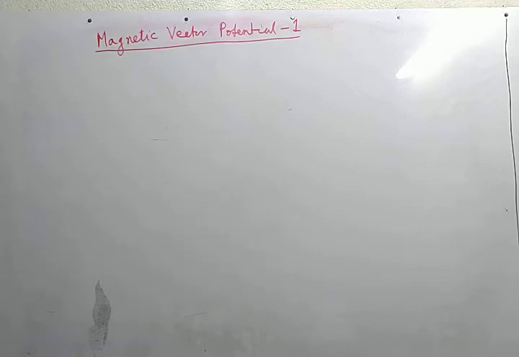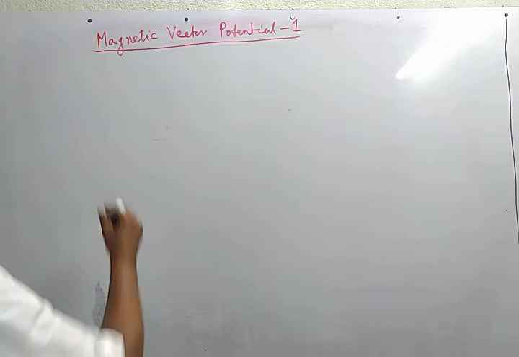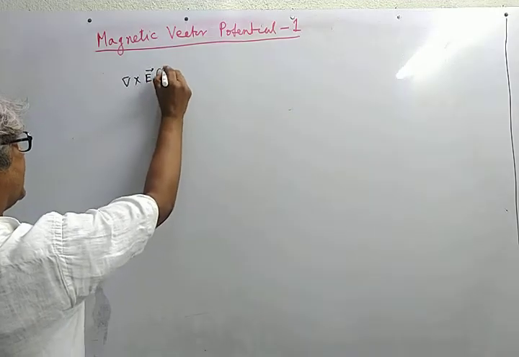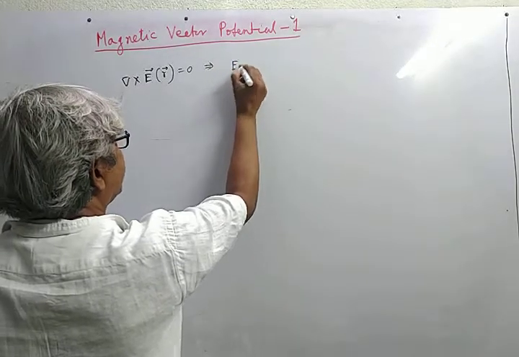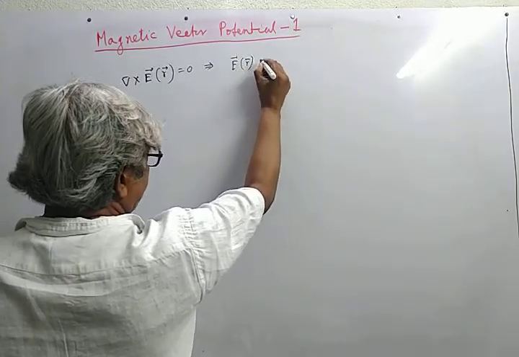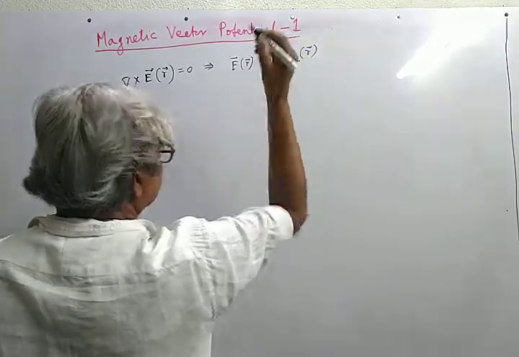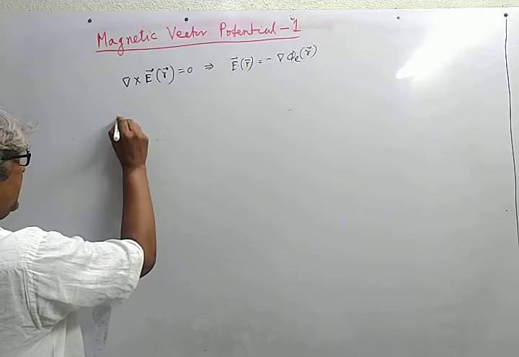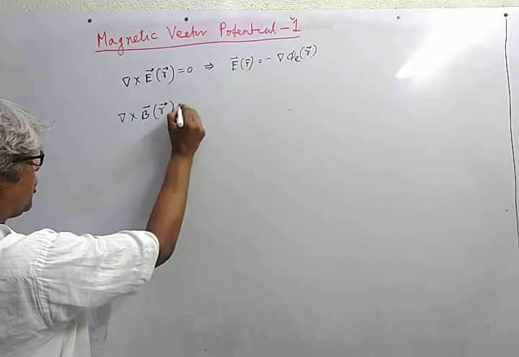In electrostatics and gravitation, we found that the force or the field, the electric field or the gravitational field, was central. That is to say that curl of E was zero for the case of electrostatics, which leads to the fact that E can be derivable from the gradient of a scalar point function. This is the definition.